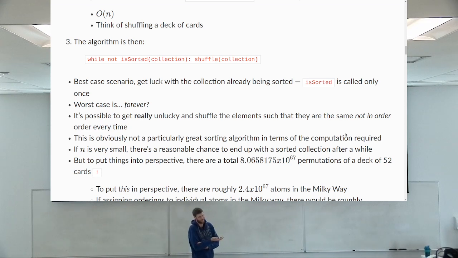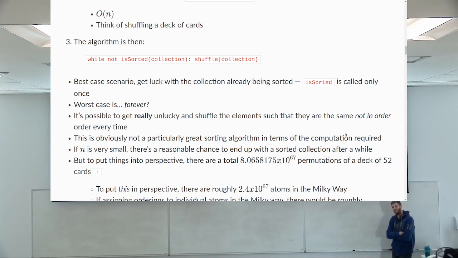All right? So, if I have permutation A, and permutation B is the sorted permutation, the likelihood of me shuffling permutation A and getting permutation A again is the same likelihood as getting permutation B. Right? So I'm just as likely to get it right as wrong. So this is obviously not a particularly great sorting algorithm, right? Because I can't even define its bounds, really.